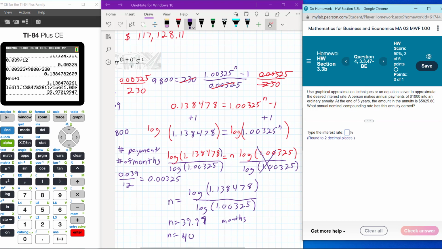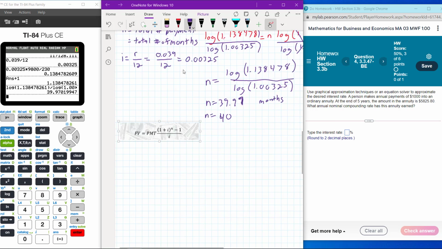Because once again, we are going to be using this equation. However, what are we looking for? Well, we are looking for the interest rate. Basically, we are looking for I. That's what we need to find. And what are we given? Well, first thing is we are given the annual payment. The annual payment is $1,000.